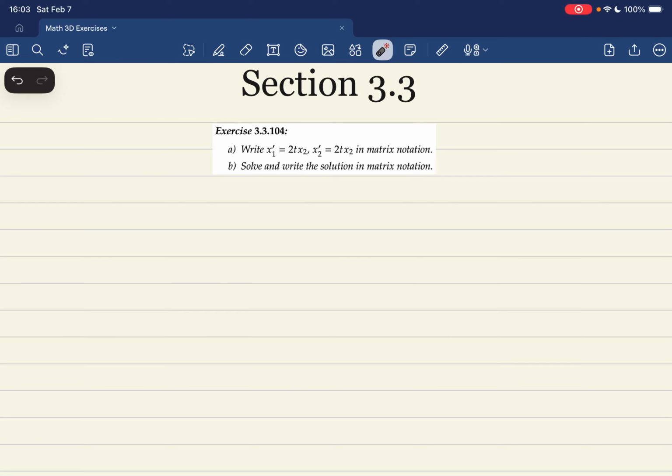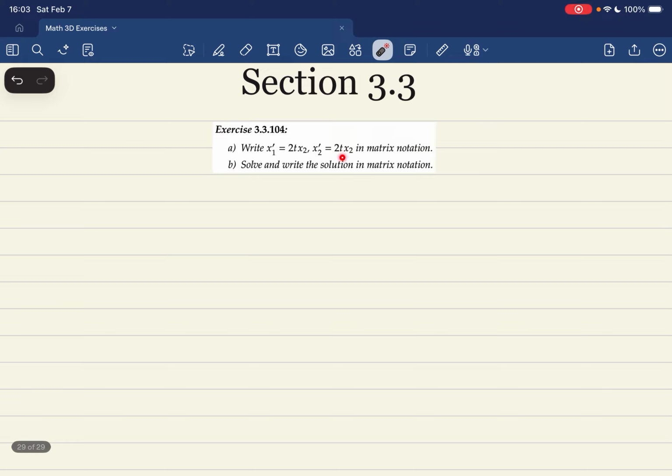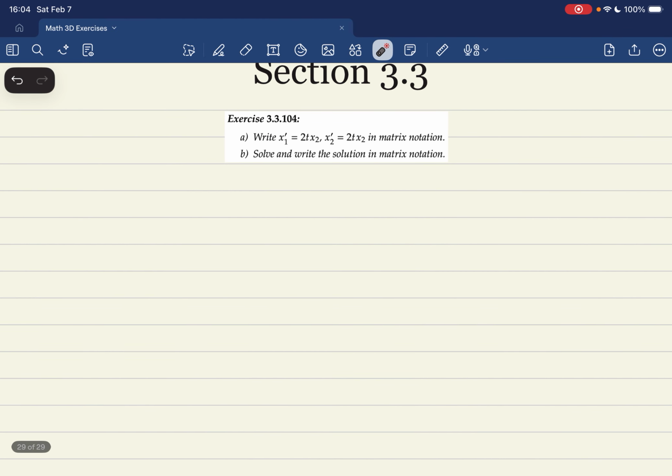Hello, in this video I'm going to be solving exercise 3.3.104 from Jiří Lebel's notes on Diffy Qs. So we're given this system right here in two parts. Part A wants us to write this system in matrix notation, and part B wants us to solve the system and then write its solution in matrix notation.